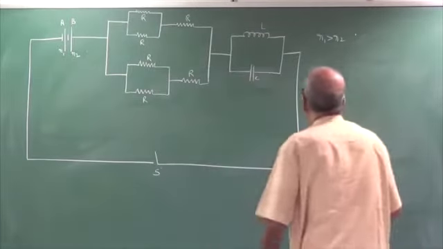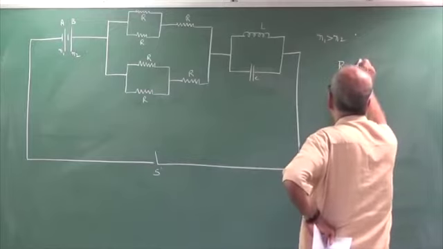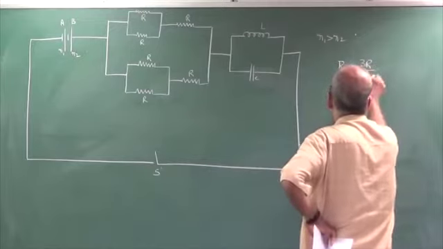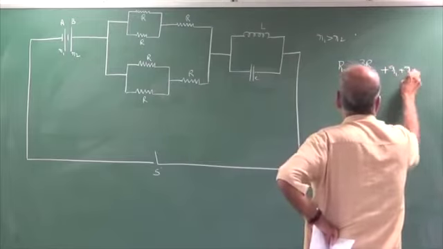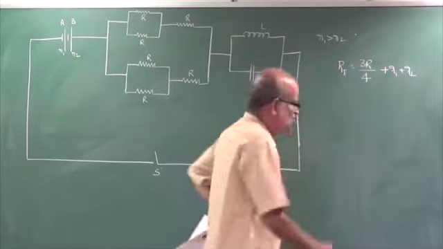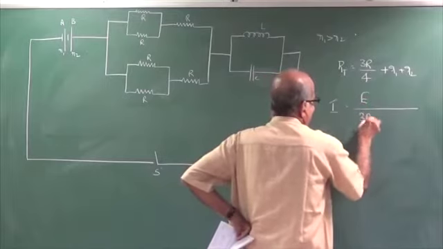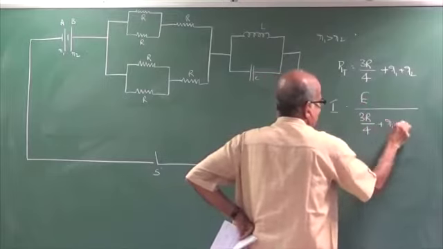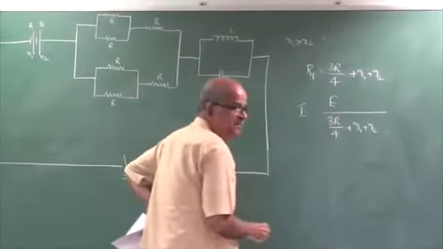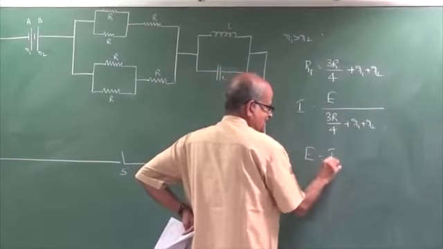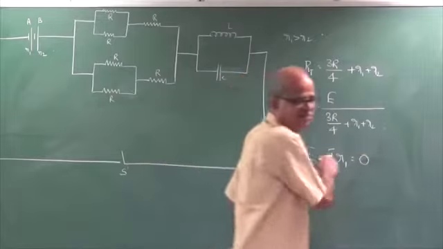So what is the total external resistance? How much? 3R by 4. What is the total resistance of the circuit? 3R by 4 plus R1 plus R2. Correct now? So what is the current in the circuit? E divided by (3R by 4 plus R1 plus R2). What is the PD across A? PD across A is E minus I R1. This he says is 0.